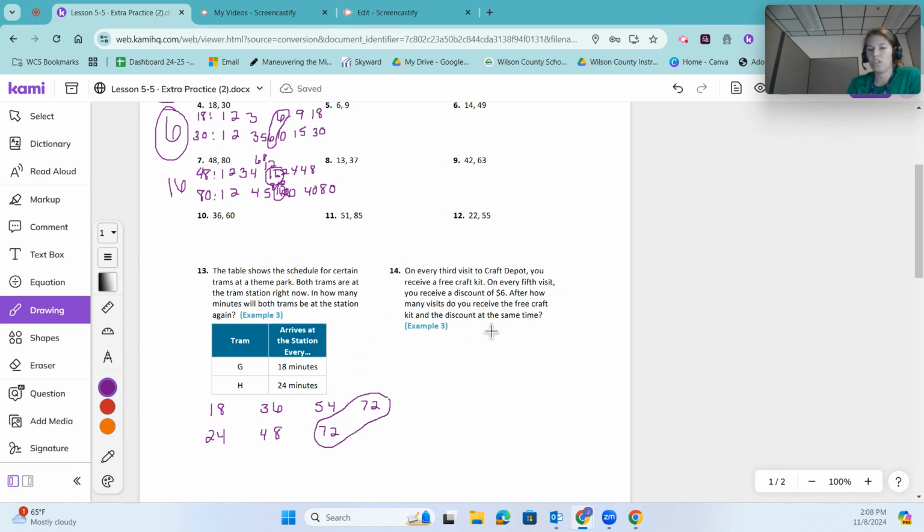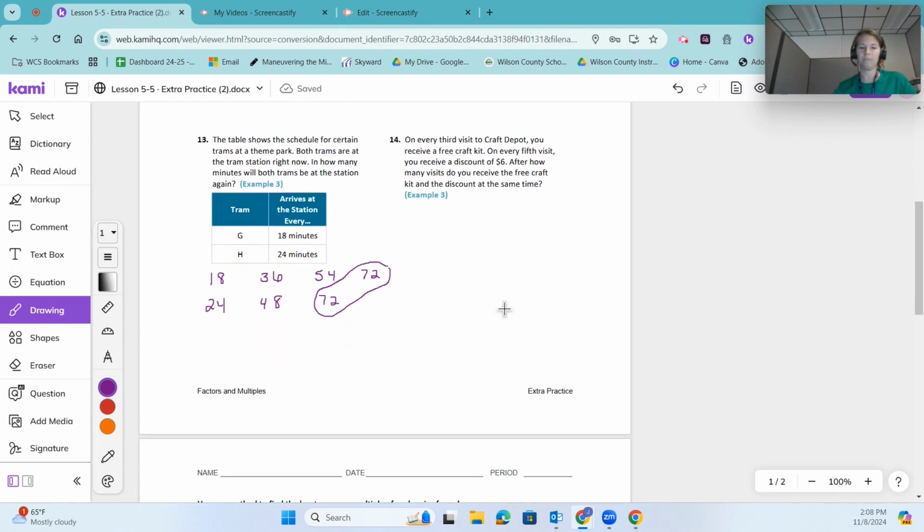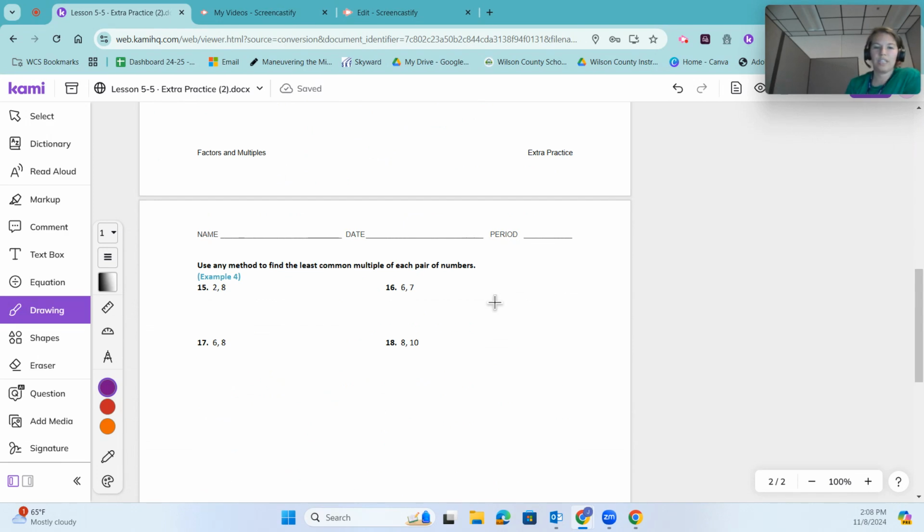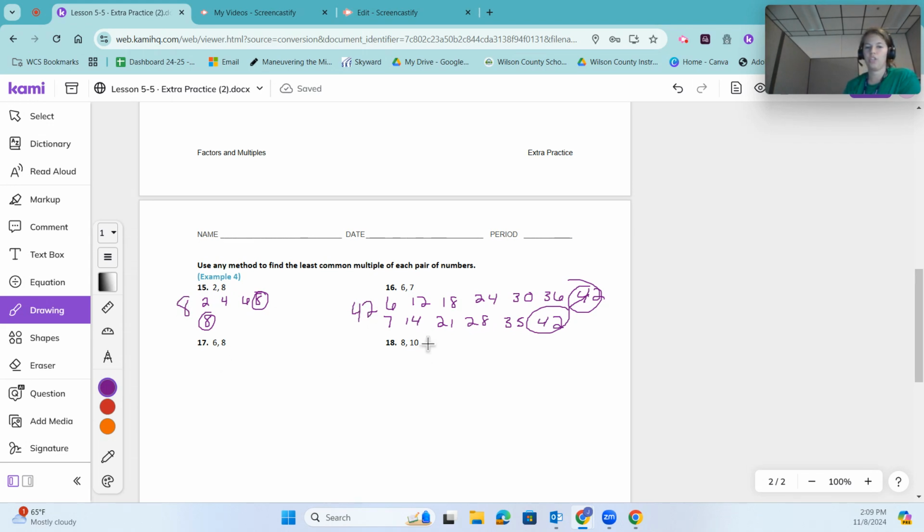So you can try number 14 on your own. That one will be similar. Then let's do this again to find the least common multiple of each of these numbers. So 2, 4, 6, 8. Well, look, 8 and 8, they have those in common. Then 6, 12, 18, 24, 30, 36, 42, and 7, 14, 21, 28, 35, 42. Look, there we go, they have 42 in common. And you can do 17 and 18 on your own.